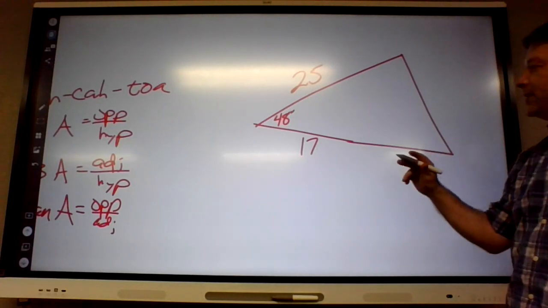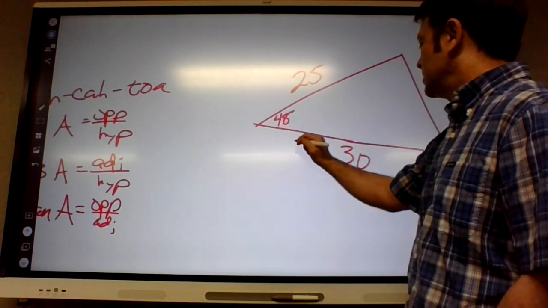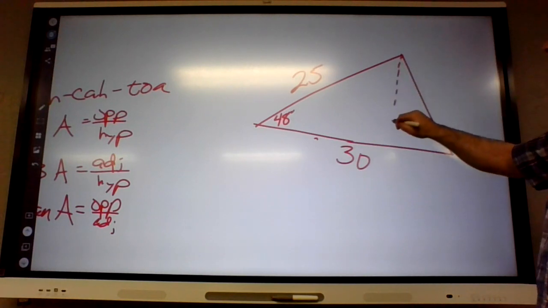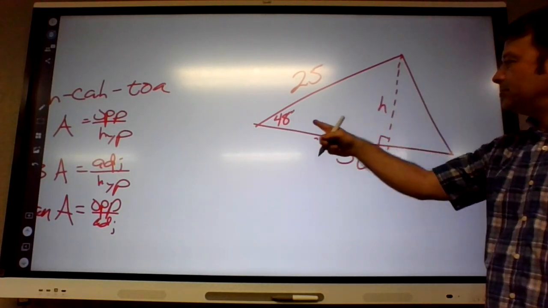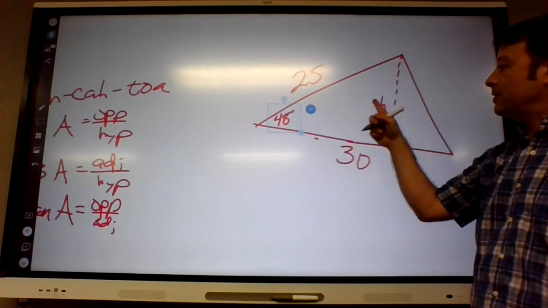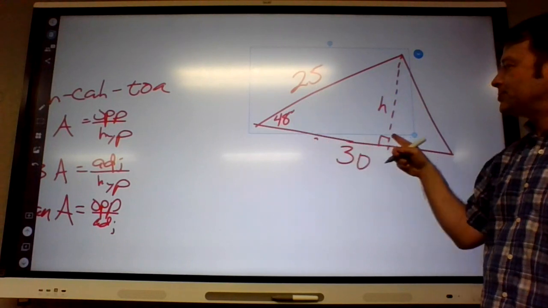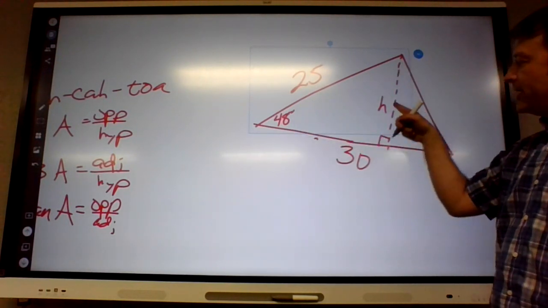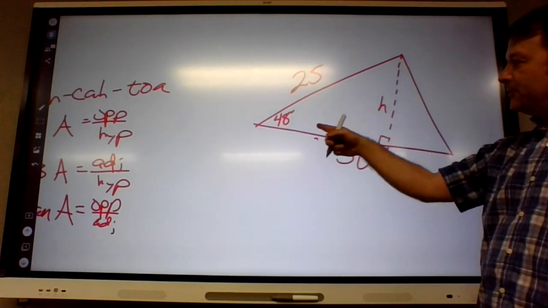So why can't I find the area of this triangle right now? Don't have the height. Right, you don't have the height. But if I draw a height in here like this, we could use trigonometry to figure it out. Relative to this angle, this would be the opposite and hypotenuse of this right triangle. You guys see what I'm talking about? When you draw the height in, it makes a right angle. So you could use trigonometry to find the height.